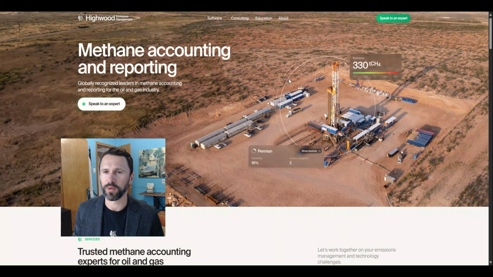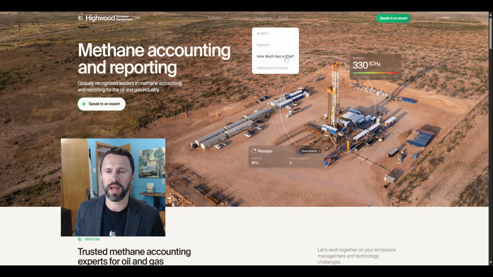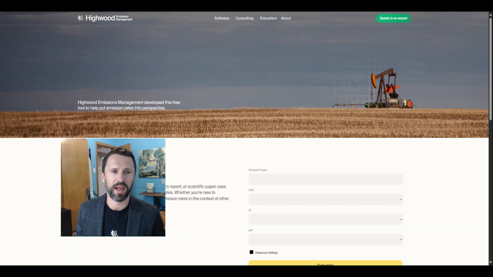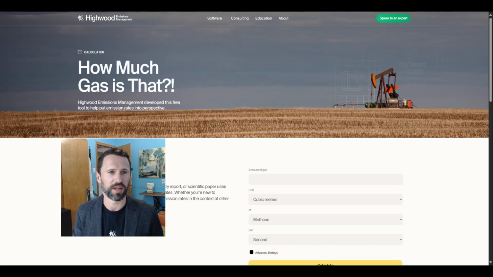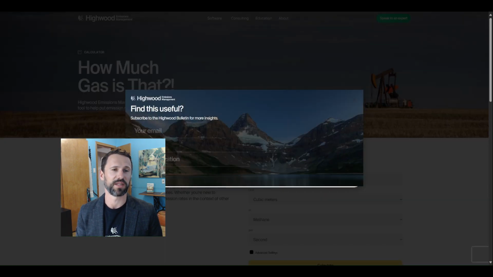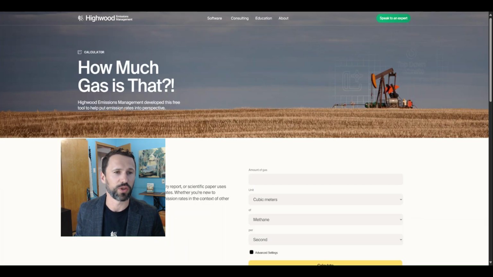So if you come to Highwood's main webpage and then go underneath education, you can go to our free tool called How Much Gas Is That? When we first started Highwood, we realized there was really no online tool for converting emission rates. There's a lot of tools for mass and volume conversion, but nothing specifically for rates of natural gas. And so we built this tool. I'm going to just show you really quickly how it works and give you a walkthrough.